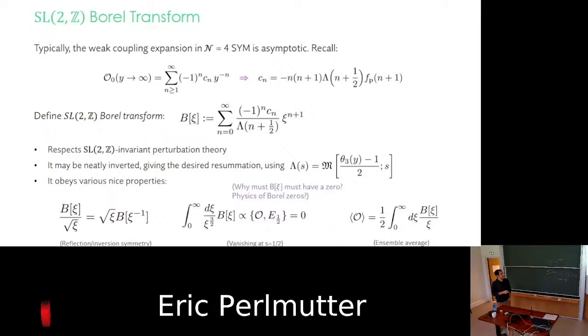It tells you that B has to have a zero somewhere, right? But why does it have to have a zero? Why does this Borel transform have to vanish for some value of the parameter? I don't know. And in general, the physics of Borel zeros is not so well understood. There's a nice paper by Masazumi Honda in the context of 3D N=2 superconformal theories thinking about this. But this is another context where apparently this is always true. I'd like to understand why.